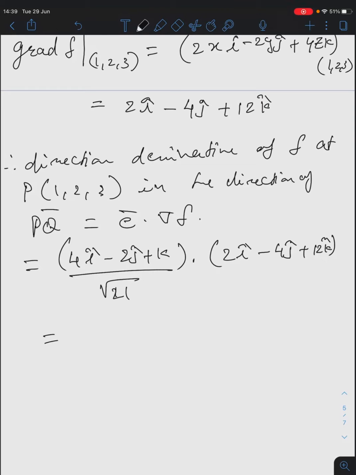28 by root 21. That is the answer. Understood, all of you? Yes, ma'am.